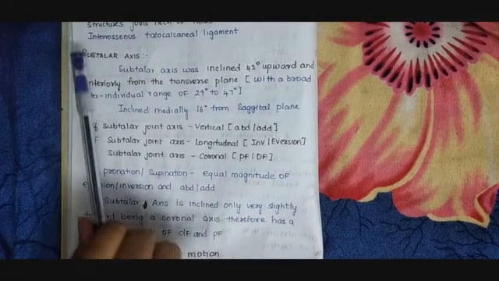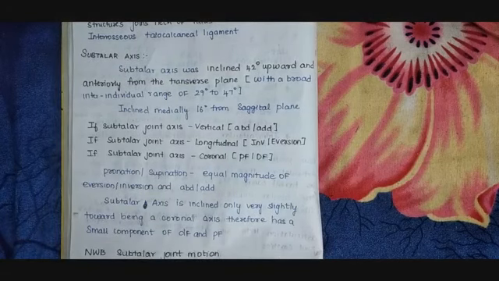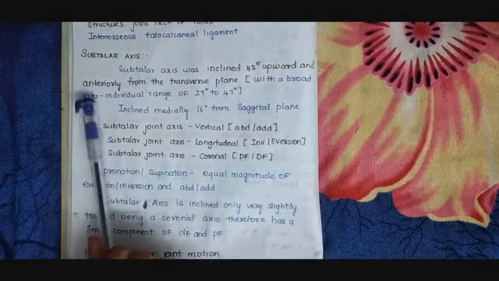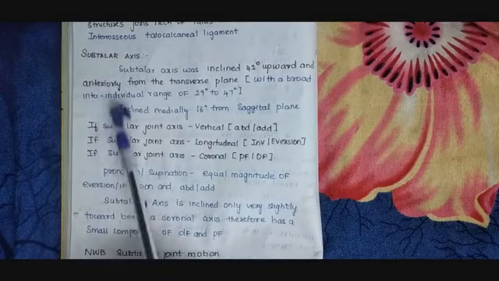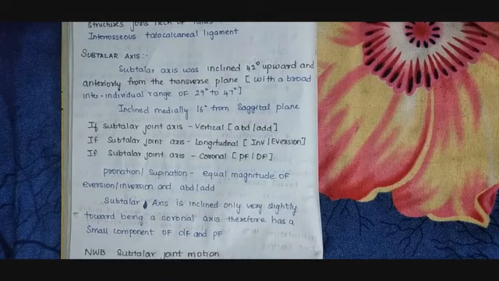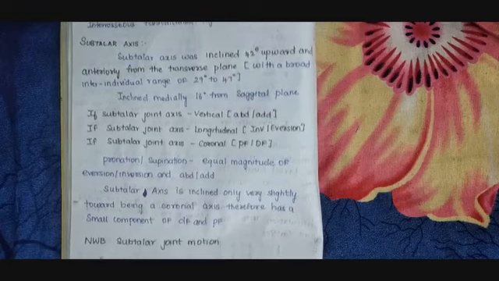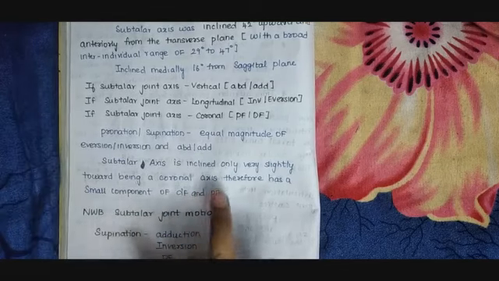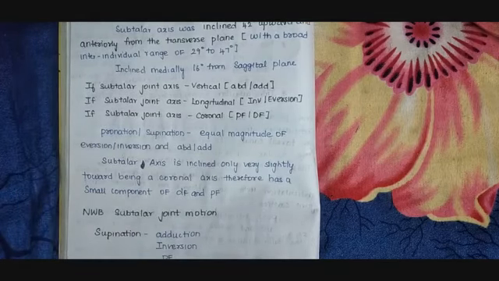Now let us discuss the subtalar axis. This subtalar axis is somewhat oblique in nature, inclined 42 degrees upward and anteriorly from the transverse plane, and inclined medially 16 degrees from the sagittal plane. Thus, at the subtalar joint we have pronation and supination, which are a combination of abduction, adduction, inversion, eversion, and plantar flexion or dorsiflexion. The subtalar axis is inclined only very slightly towards the coronal axis. Therefore, pronation and supination only have a small component of dorsiflexion and plantar flexion.